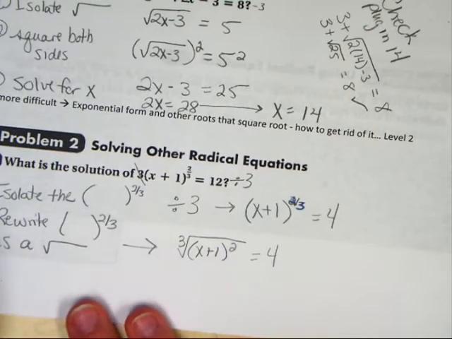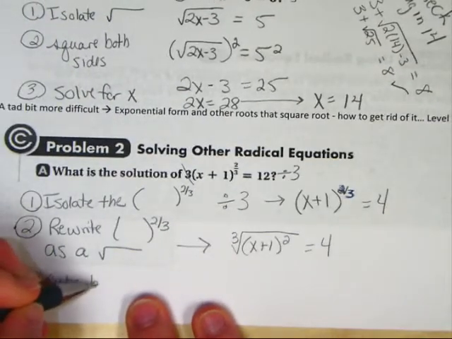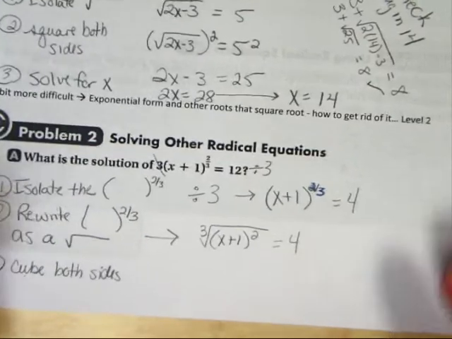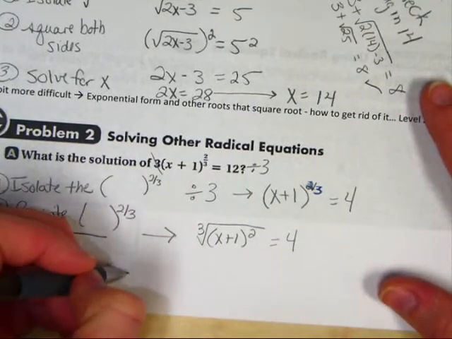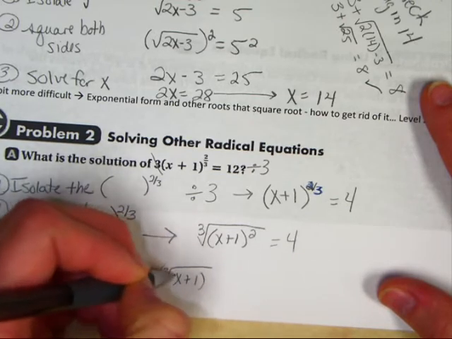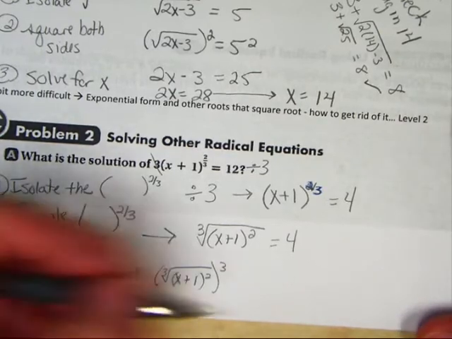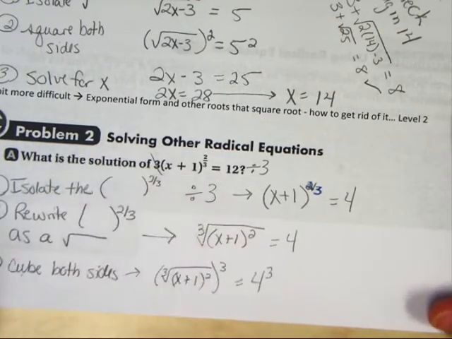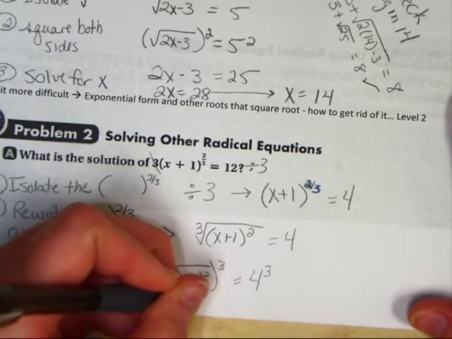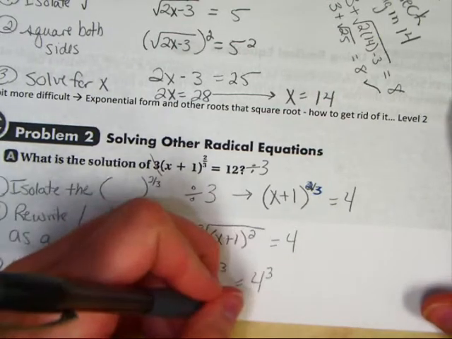Now step 3. This time, to get rid of the cube root, I need to cube both sides. Alright, now if I cube, ready? I've got this quantity, x plus 1 squared. If I cube that, I need to cube the other side too. What's going to happen here is that you're going to get x plus 1 quantity squared equal to 4 times 4 times 4 is 64.